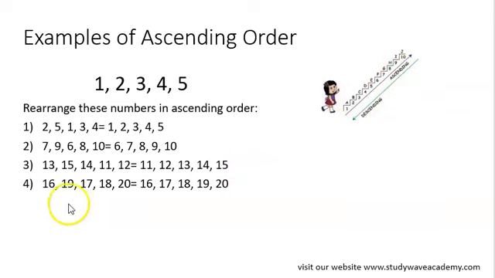Okay, so we move over to number 4. Number 4 says 16, 19, 17, 18, 20. We have to pick the smallest number here and arrange to the biggest, right? So let's go. 16 comes first, then 17, next is 18, next is 19, and next is 20. So we write it out: 16, 17, 18, 19, 20.